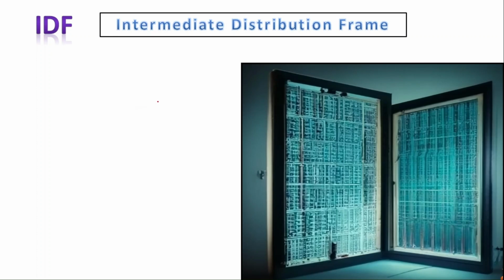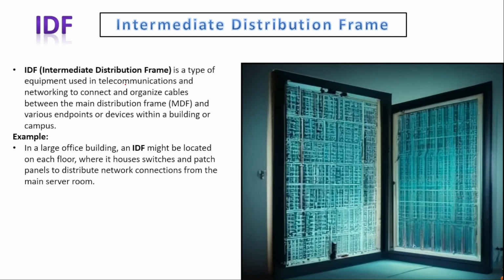IDF, that is Intermediate Distribution Frame. So IDF, Intermediate Distribution Frame, is a type of equipment used in telecommunications and networking to connect and organize cable between the main distribution frame and various endpoints or devices within a building or campus. Example: in a large office building, an IDF might be located on each floor where it houses switches and patch panels to distribute network connections from the main server room.